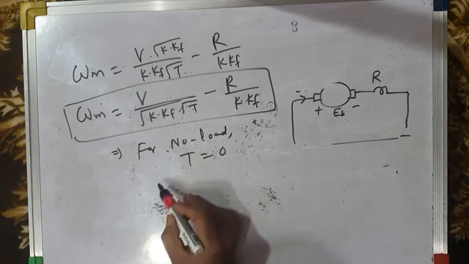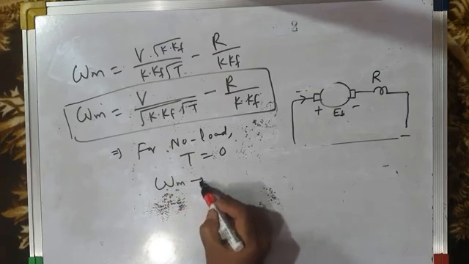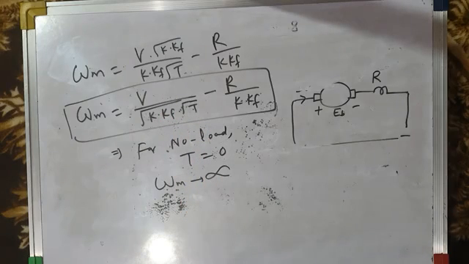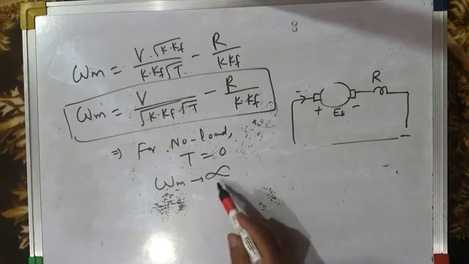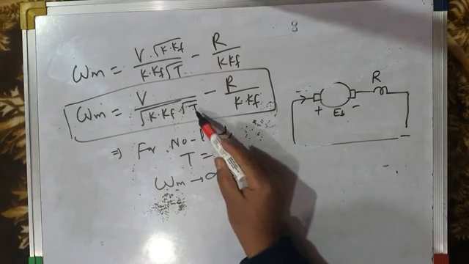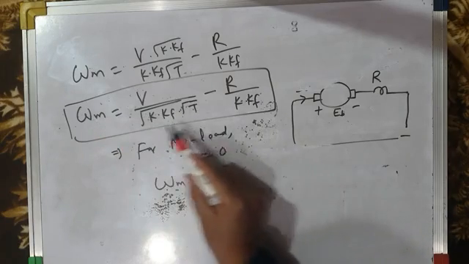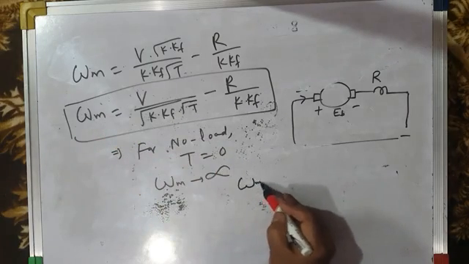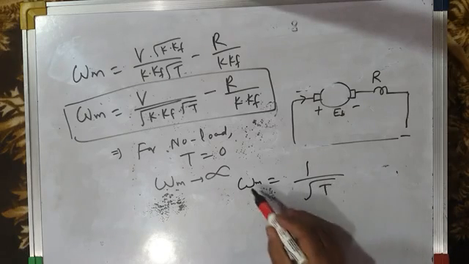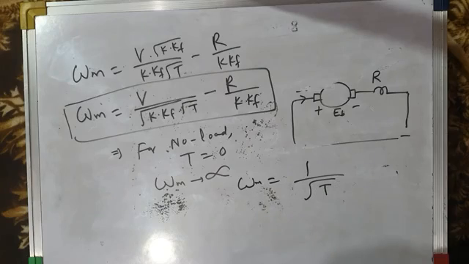Torque is equal to 0. So therefore, what is speed? Speed is infinite, because V by 0 is infinity. So for no load, the speed of the motor is infinite. And you can very clearly see that as the torque increases, the speed decreases. Speed is inversely proportional to the square root of torque. As torque increases, the speed decreases as the square root of torque.